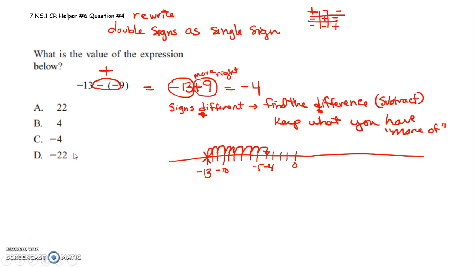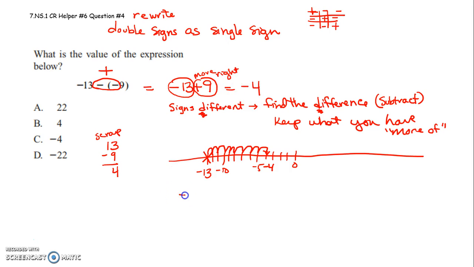Okay. Signs are different. You find the difference, keep what you have more of. Signs are different, find the difference. So the difference between 13 and 9, this would be my scrap. What's 13 minus 9? 13 minus 9 is 4. What do I have more of? Well, I have 13 negatives and only 9 positives. So I have more negatives, which is why my answer is -4.